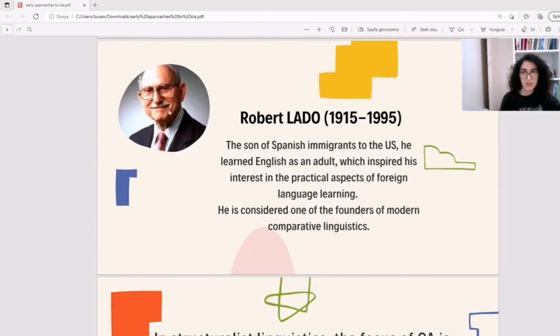And here is a picture of Robert Lado. He is one of the creators of contrastive analysis, and he wanted to discover the problems that foreign language students would encounter in the learning process. He is the son of Spanish immigrants to the US. He learned English as an adult, which inspired his interest in the practical aspects of foreign language learning. He published many books and articles about language and linguistics.